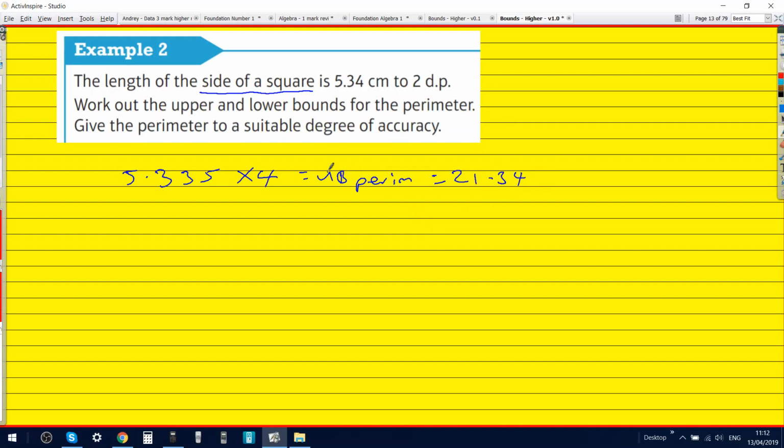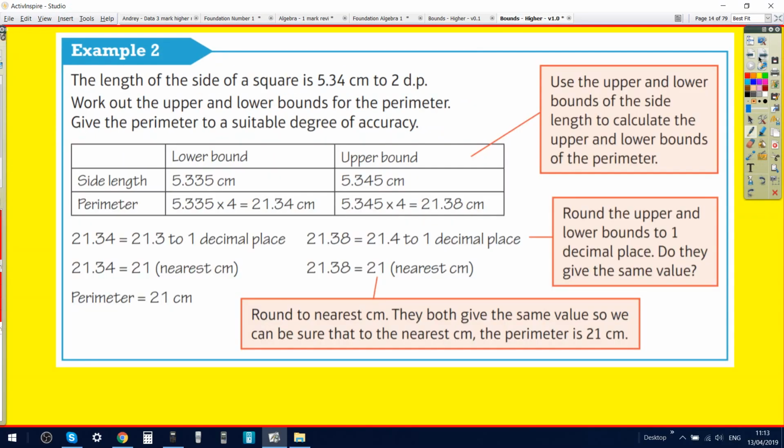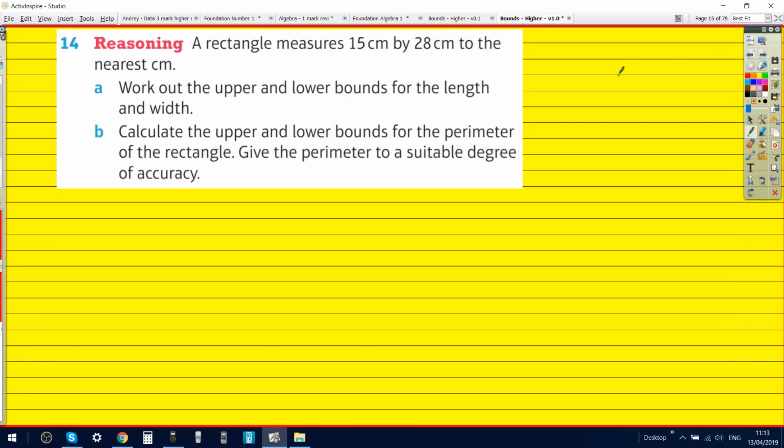And sorry, it's lower bound and upper bound. Upper bound is 5.345. And that is 21.38. Okay, that's how we do those. This one.